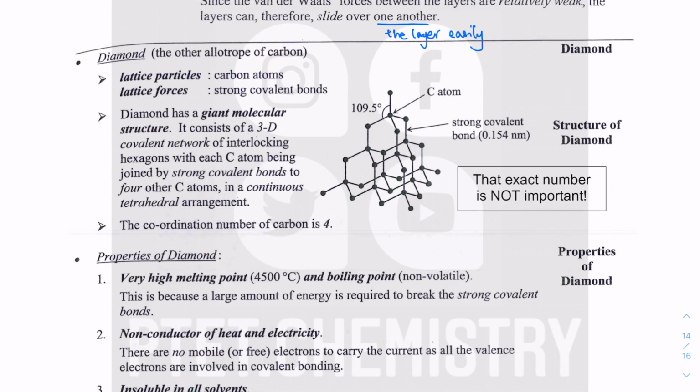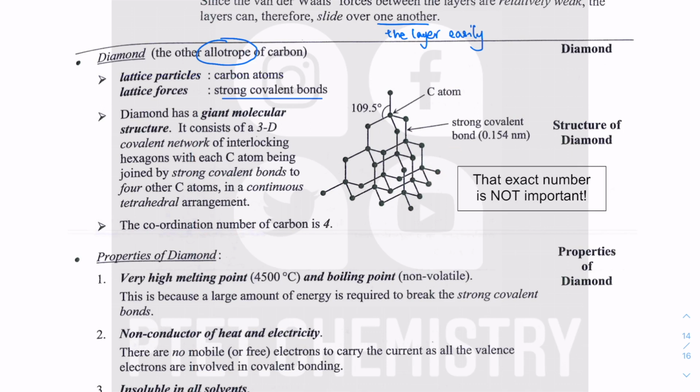The second case study, which is another allotrope, another form of carbon as an element, also has carbon atoms as the lattice particles, and you also have the strong covalent bonds between the carbon-carbon atoms. But something is different here, because each carbon is bonded to 4 other carbon. It's a giant covalent network, a giant molecular structure. Therefore, it actually continues on and on and on.